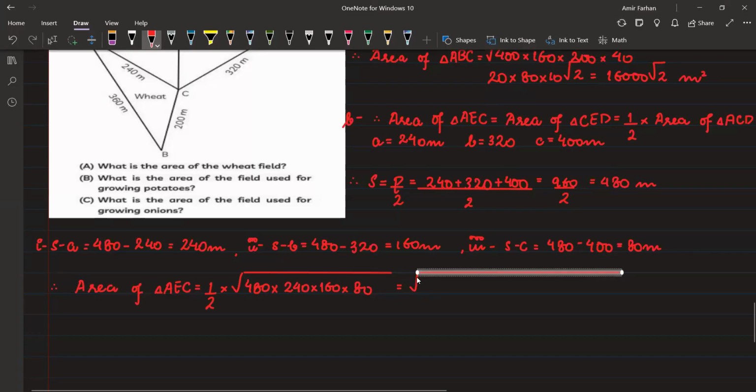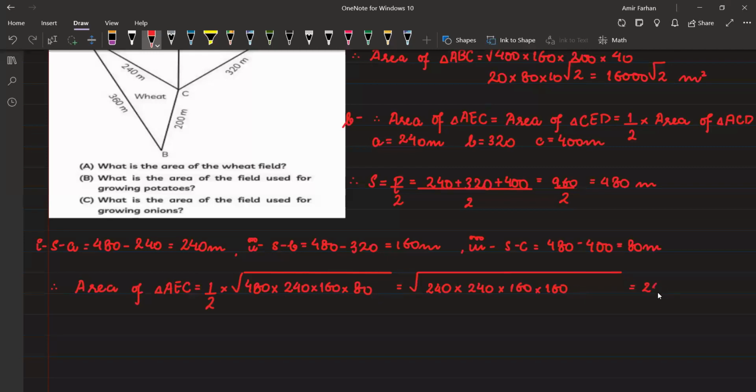ठीक है, 480 को मैं क्या लिख सकता हूँ, 240 into 2. ठीक है, so 240 into 240 into 160 into 160, क्योंकि इसमें से जो 240 बच रहा है वो इसको मैंने इससे 80 से मल्टीप्लाई कर दिया, that's why I'm getting 160. Is that clear all of you?